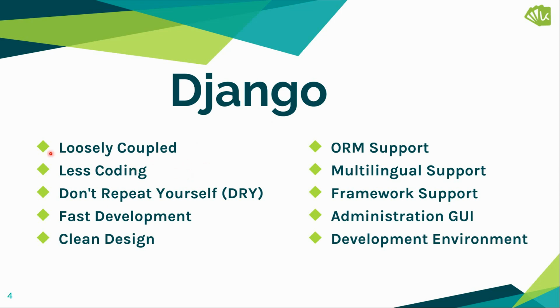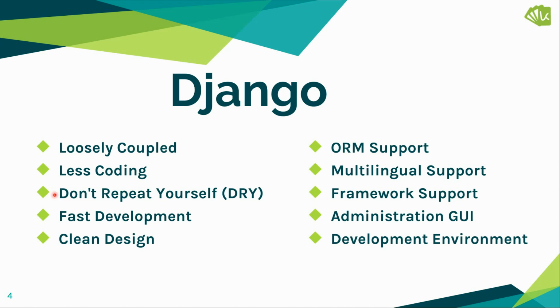So when we say loosely coupled, so basically a Django project, if you create, it consists of smaller apps or modules that we call sometimes. So those modules are more or less always independent of each other. So that's why it's called as a loosely coupled web framework. So you can create a part of your project somewhere, another part of it in a silo, and then bring them together and they will work perfectly fine.